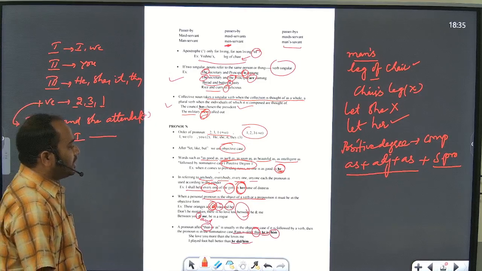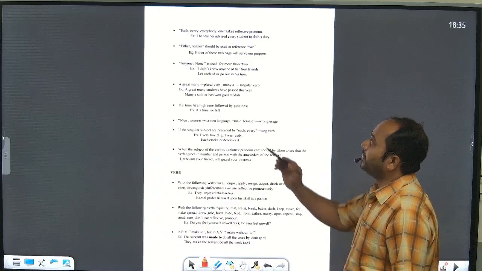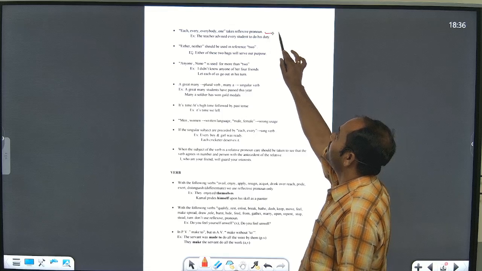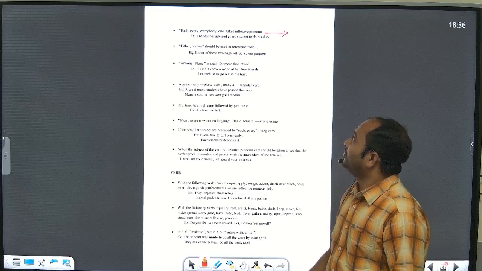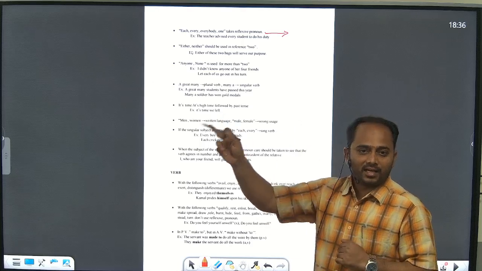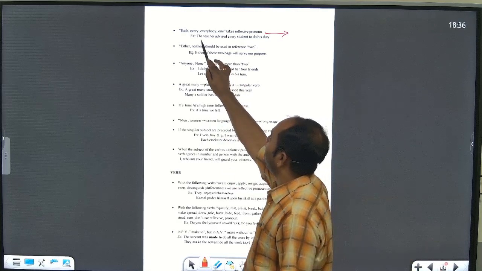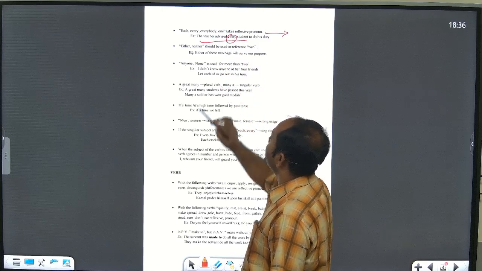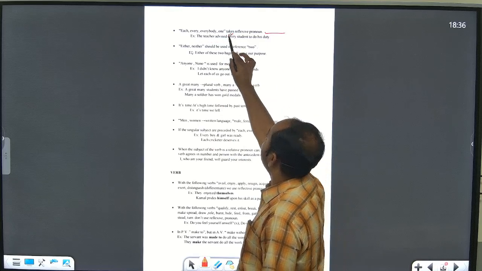Okay, this is the next word related to the pronoun. Next, each, every, everybody. Generally, when you write a sentence with these words, they take reflective pronouns. What is the meaning of reflective pronouns? He, his, she, her, they, their. These are the reflective pronouns. See the example here. The teacher advised every student. Every is mentioned here.